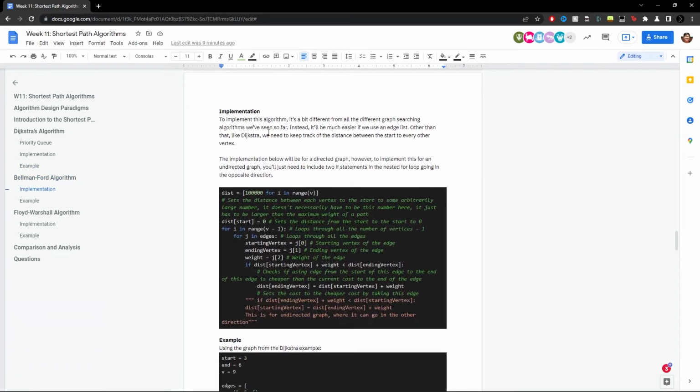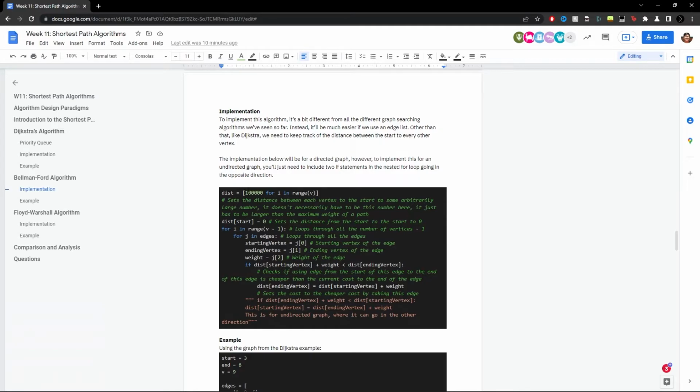To implement this algorithm, it's a bit different from all those graph searching algorithms that we've seen so far. So instead, it will be much easier if we use an edge list. Other than that, like Dijkstra, we need to keep track of the distance from the start to every other vertex. The implementation below is for a directed graph. To implement this for an undirected graph, you just need to include 2 if statements in the nested for loop going in the opposite direction. All right.